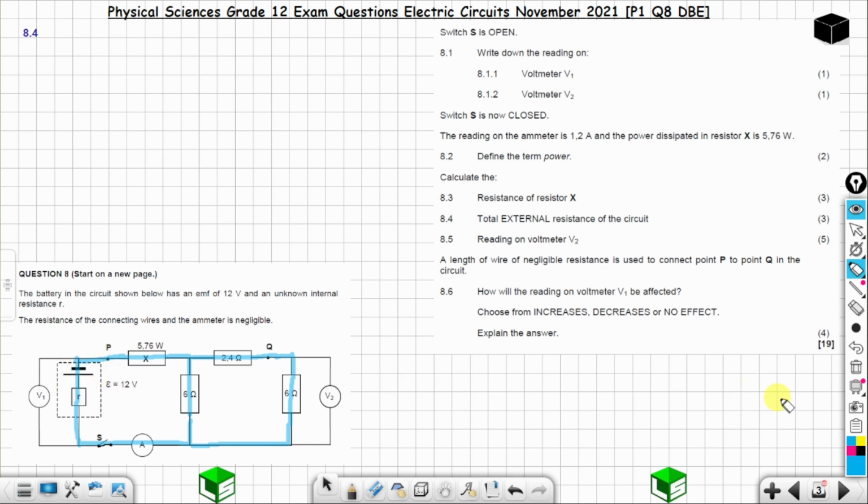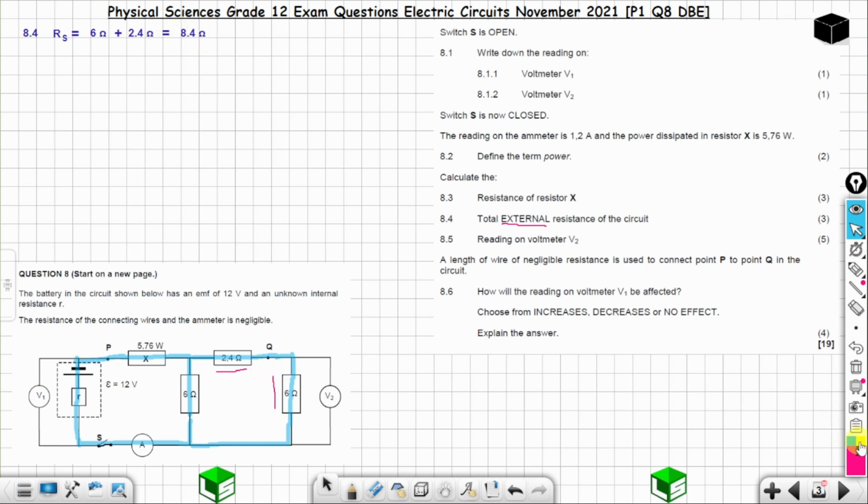So can you see this resistor and this resistor are connected in series? We have to find the total external resistance of the circuit. So let's find the series combination first. For the series combination, Rs is equal to 6 ohms plus 2.4 ohms. You are going to have 8.4 ohms.